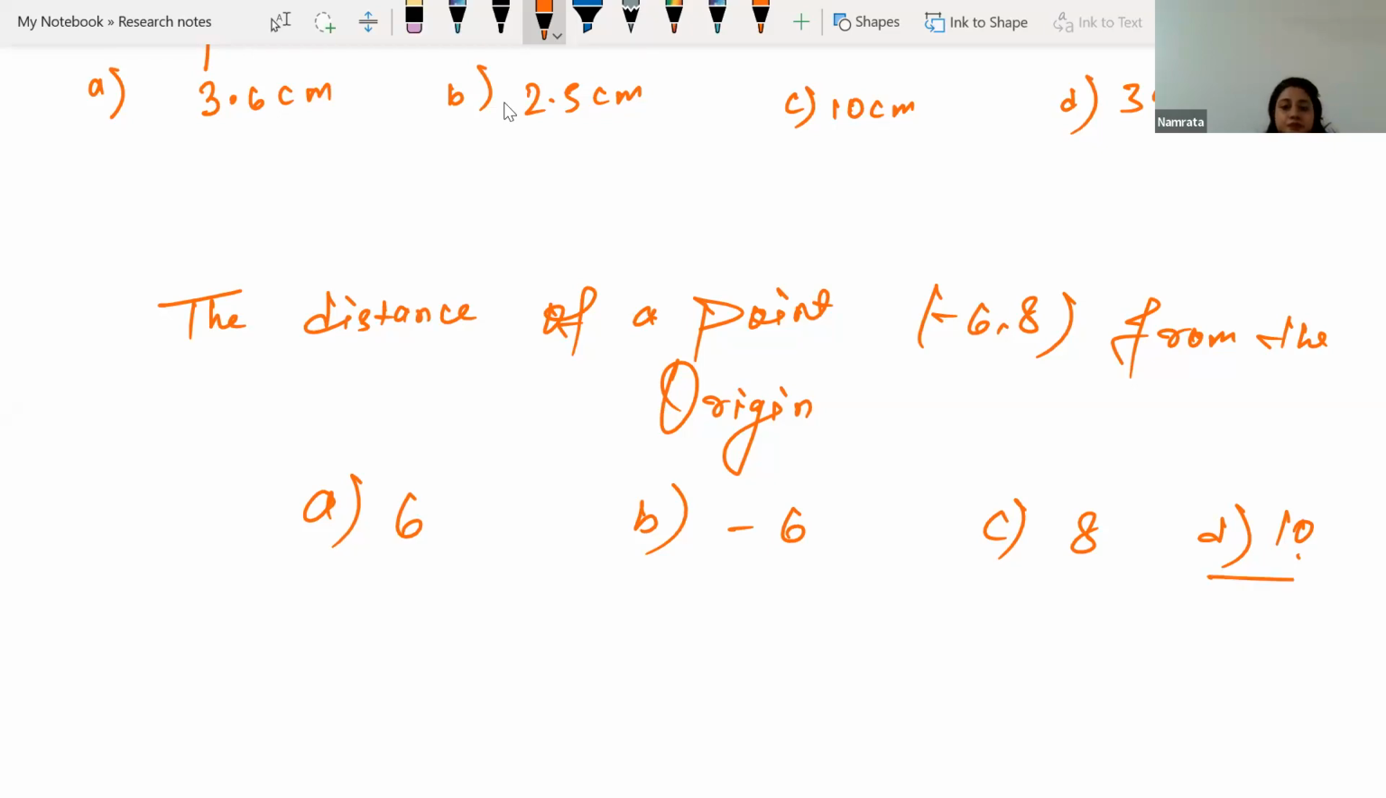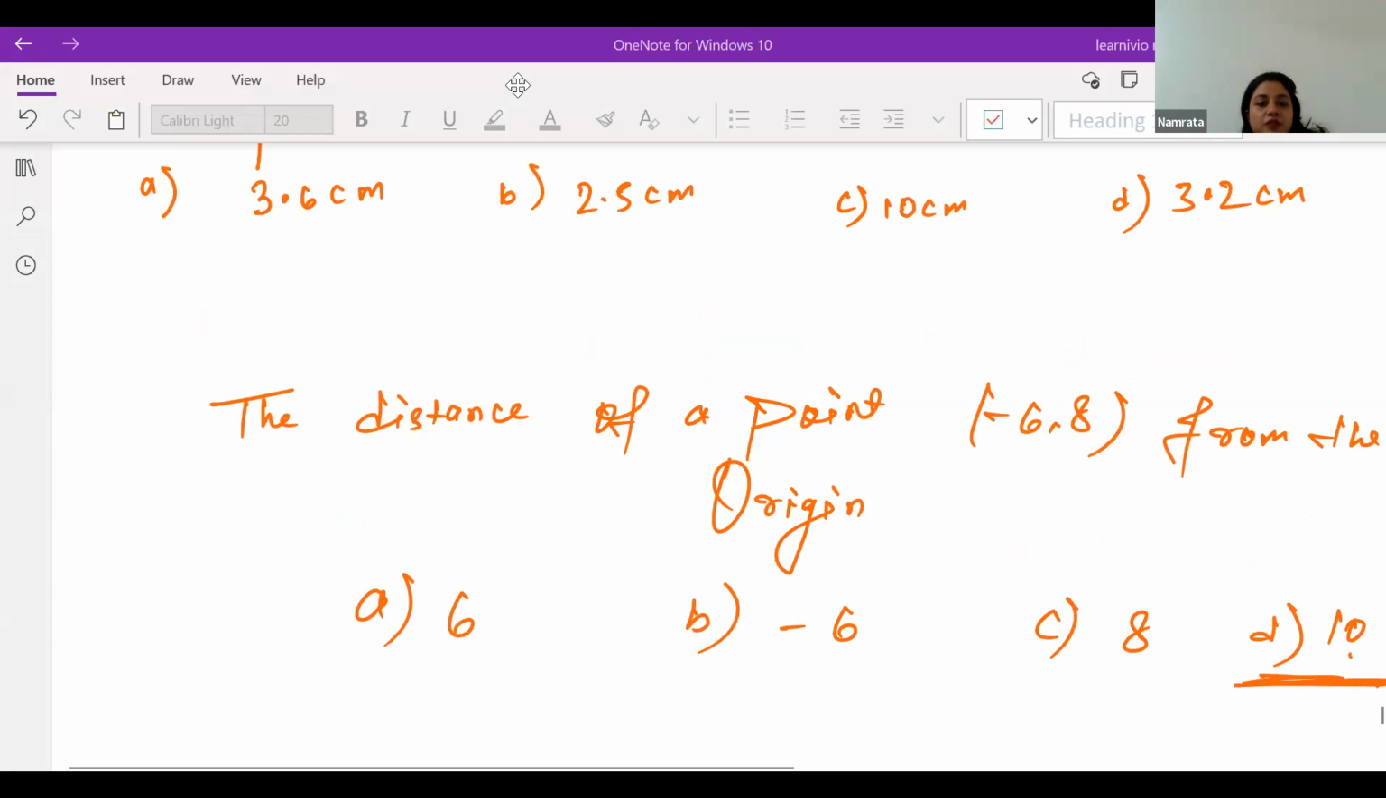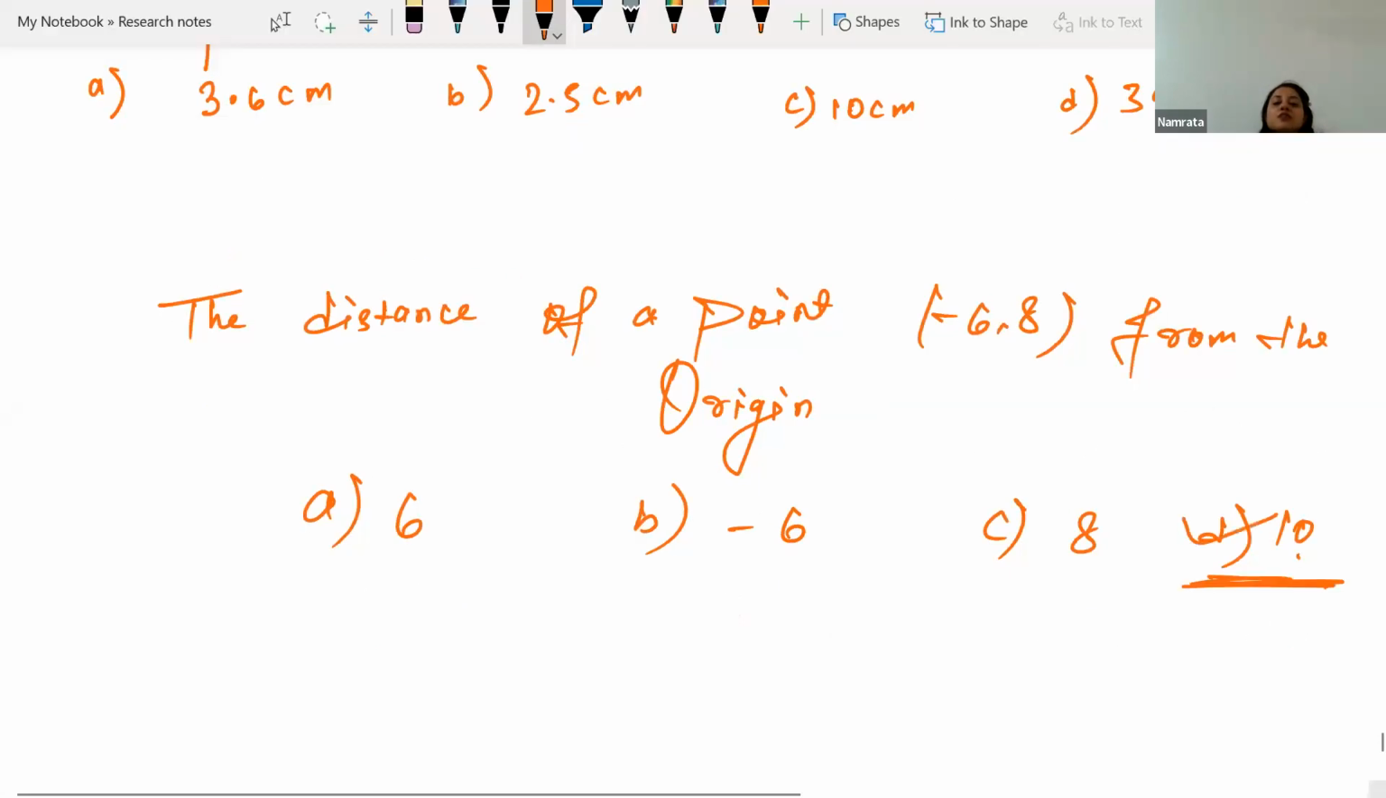Everybody getting 10 only? Okay. Previous one was 2.5. Yes, ma'am, everyone is getting 10. Yes, 10 is the right option. Whenever you have to find distance from origin, one thing you must know: the coordinate of origin is (0, 0). Now you are sorted. You can go ahead and apply the distance formula. Next one.